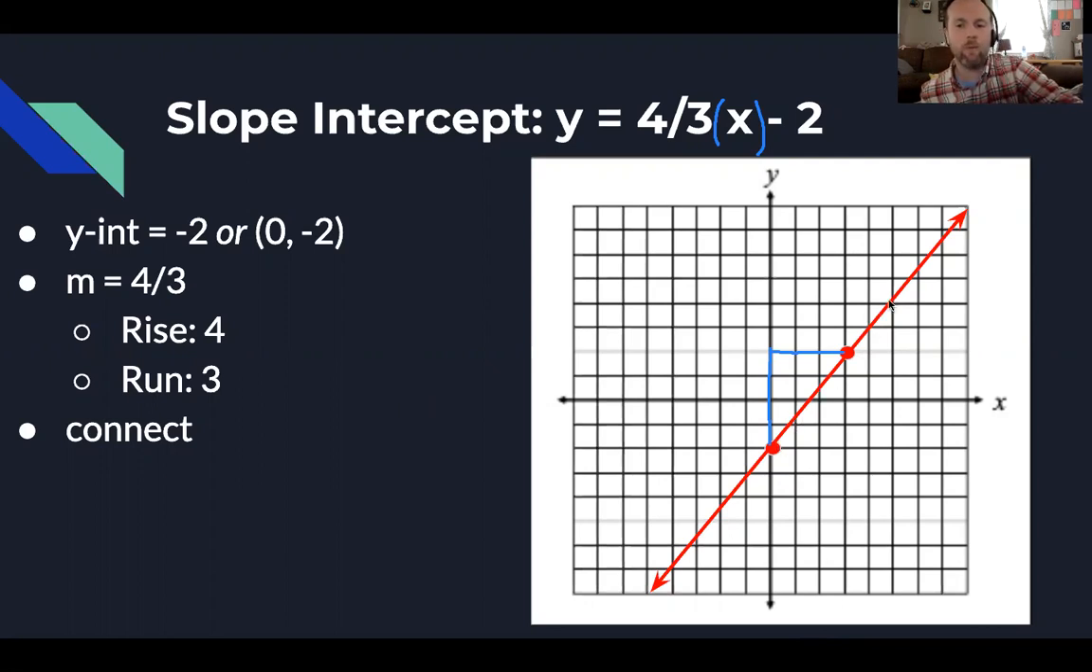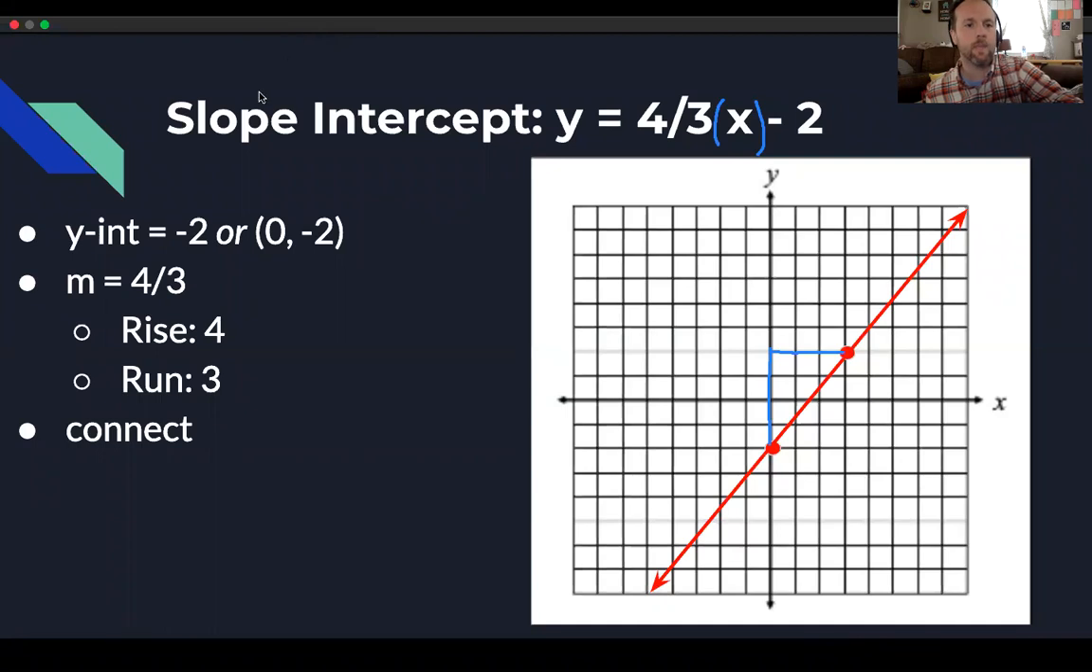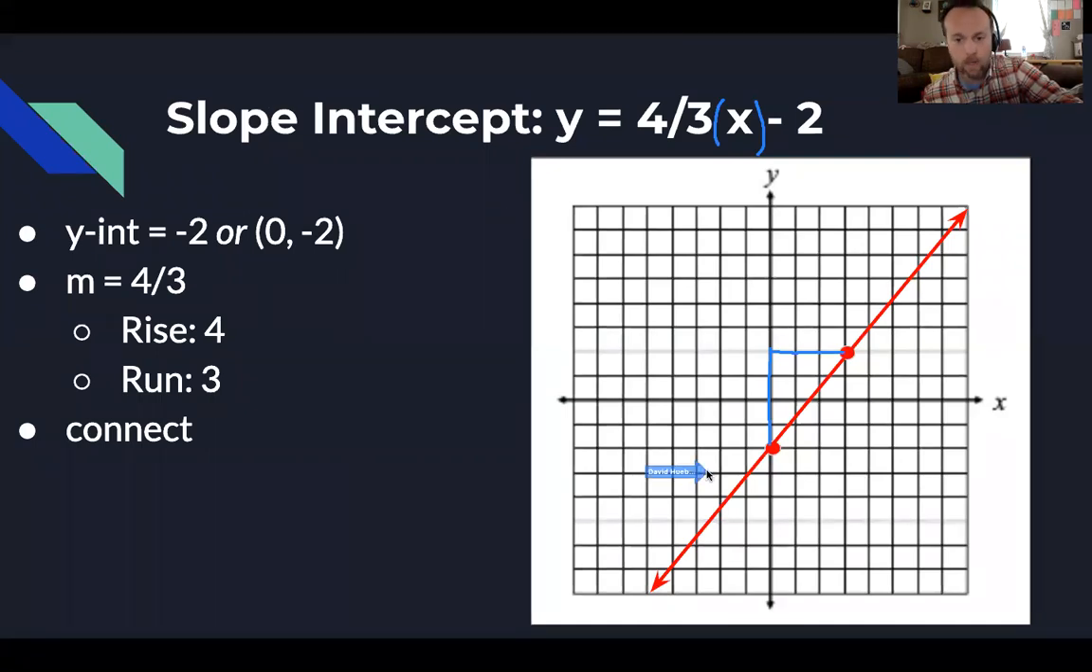And remember, every point along this line is a solution to this equation. I could plug any number in here for x and come out with what my y-coordinate is going to be. If I plug in 0 for x, 0 times 4/3 is 0, minus 2 equals negative 2. So if my x-coordinate is 0, my y-coordinate is going to be negative 2. Easy peasy lemon squeezy. So let's keep moving on.